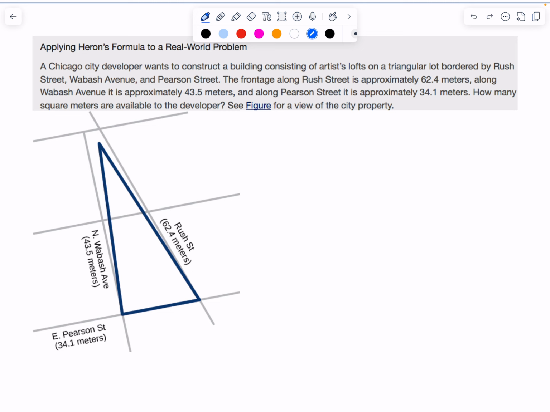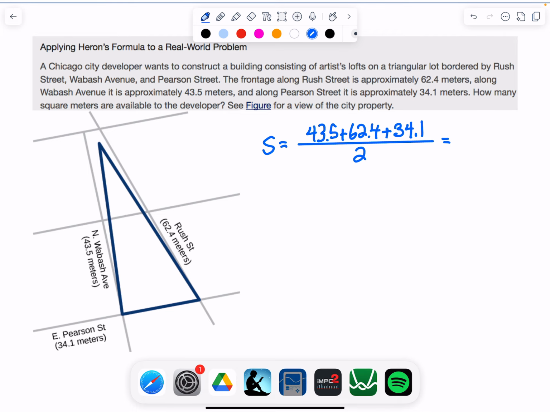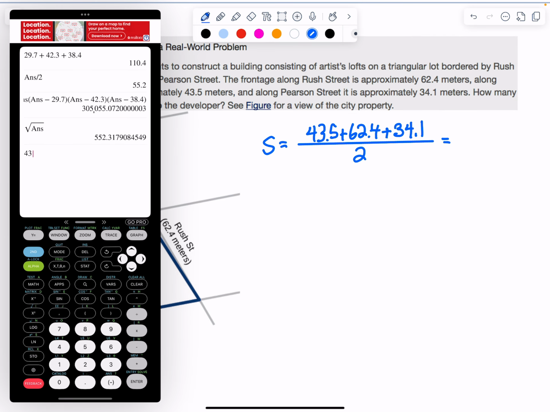We'll just use the formula that we just had. First I'm going to find S, which is my semi-perimeter. Plug all of that in: 43.5 plus 62.4 plus 34.1 all over 2. I'll pull this out on my calculator: 43.5 plus 62.4 plus 34.1 divided by 2 is going to be 70, nice and pretty.